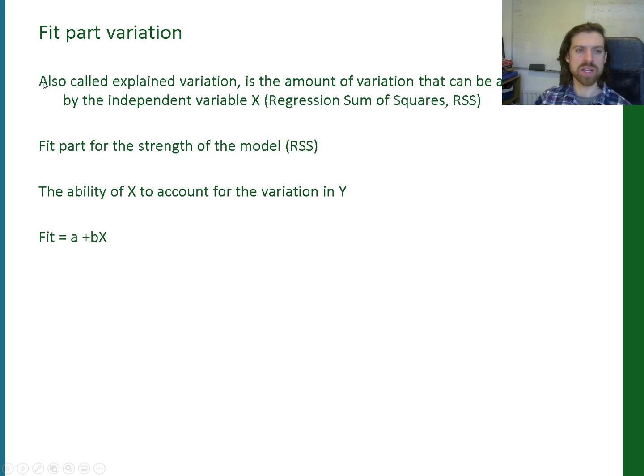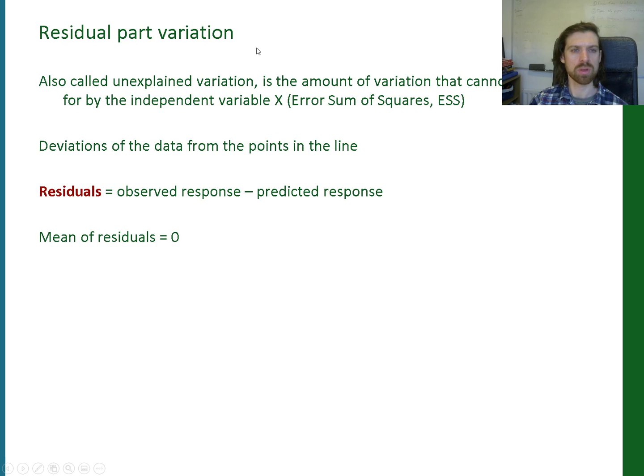So fit part variation, also called explained variation, is the amount of variation that can be accounted for by the independent variable x. And the fit part for the strength of the model is the RSS. So we've kind of covered all of this already. Residual part variation, so this is essentially all of the unexplained variance. It's also called the unexplained variation. It's the amount that can't be accounted for by the independent variables that we placed into the model.